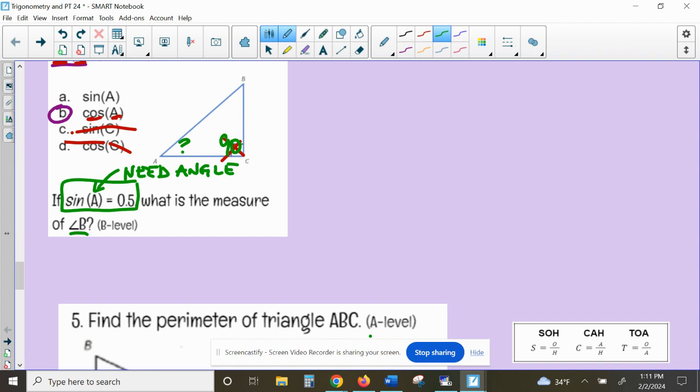If we need an angle, what button are we pushing? Second. So put a second by that. So we are going to be using the second button.